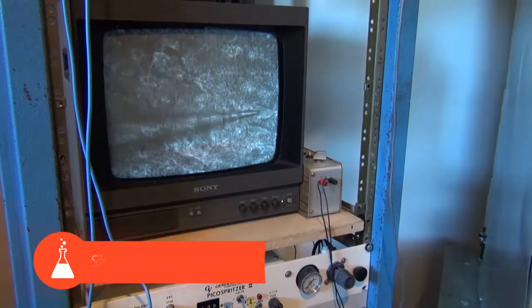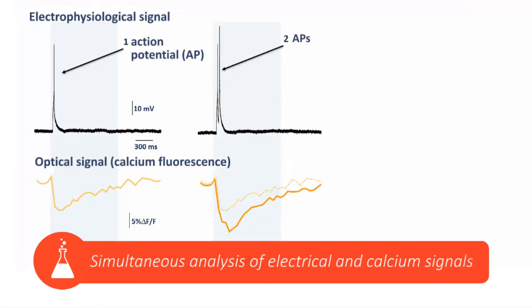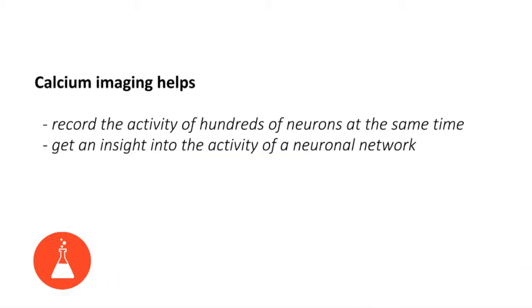We are able to record the electrical activity of a neuron alongside its calcium firing. When a neuron generates an action potential, we record a variation in the fluorescence. Calcium signal amplitude and duration are proportional to the number of action potentials generated by the neuron being recorded. In conclusion, this calcium image technique helps record the activity of hundreds of neurons at the same time. This technique also helps get an insight into the activity of the neuronal networks.